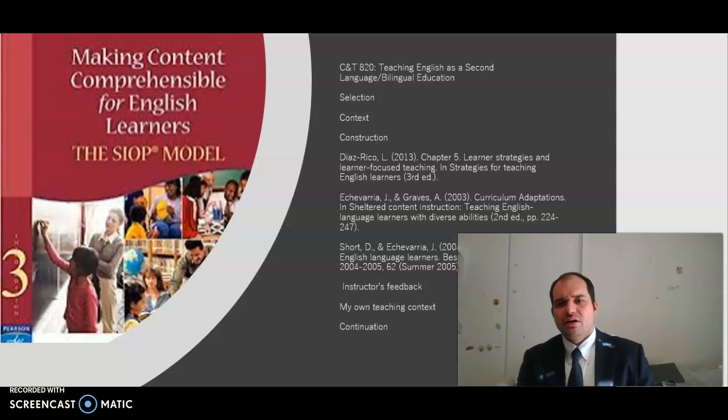I also read Chamot and Graves, and Short and Echevarria, I hope I'm saying the names correctly. They are the pioneers of the PSYOP model. The two articles I read by them were actually very deep. And I took all of this reading and all of the background knowledge I had found on my own, and I applied it to creating my own three-part lesson.